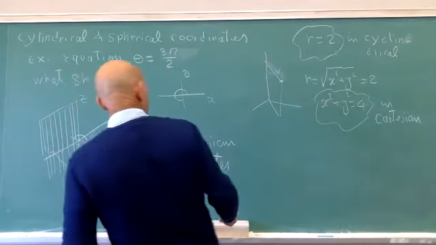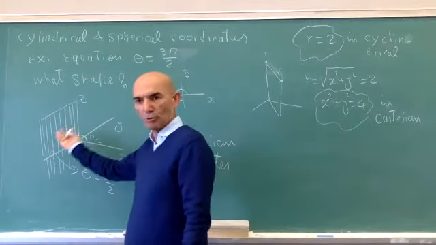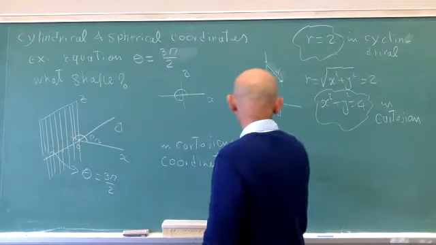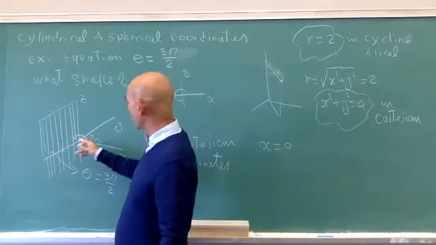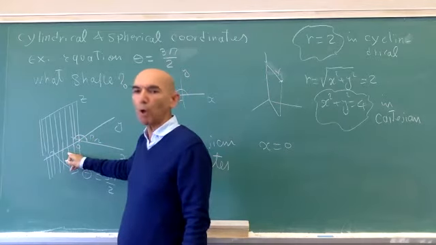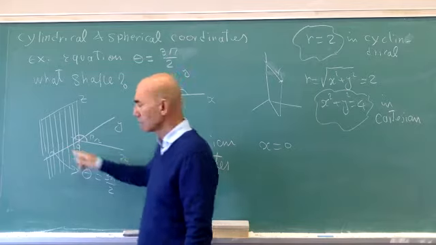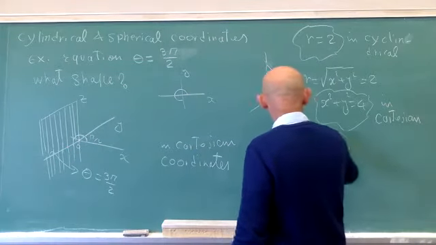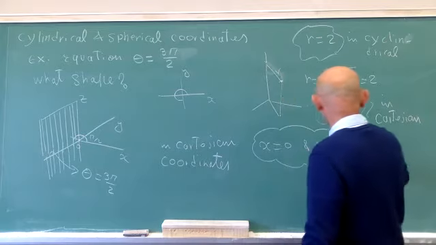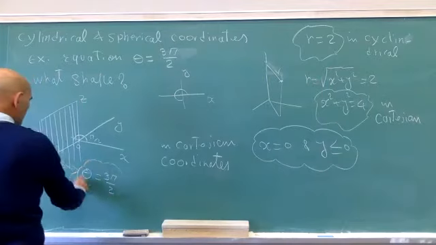So the answer really is, first of all, we know that x is 0, right? But it's indeed a half plane, because y is not positive. This has to be less than or equal to 0. So that's the only condition: y less than or equal to 0. So that's the equation that corresponds to theta equal to 3 pi over 2.